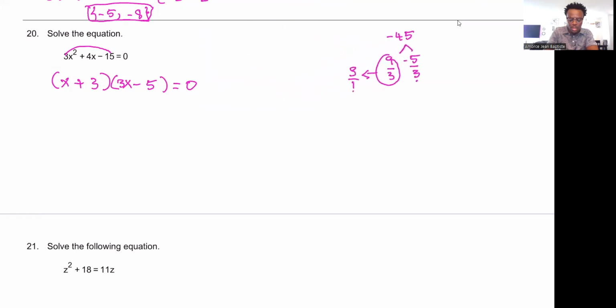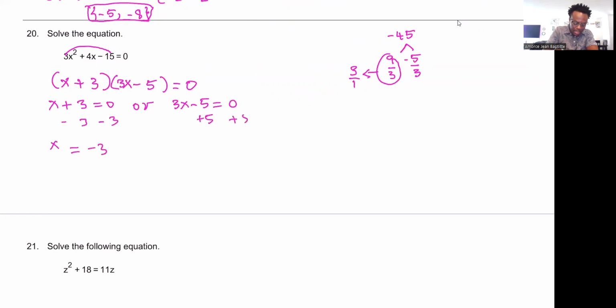Also, you could use factor by grouping as well. Don't forget that too. And now I use the zero product rule: x plus 3 equals 0, or 3x minus 5 equals 0. We subtract 3 on both sides, so x equals -3. And we add 5 on both sides, 3x equals 5, divide by 3. x equals 5/3, which gives me my solution set, -3 and 5/3.